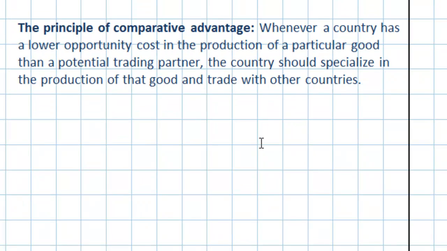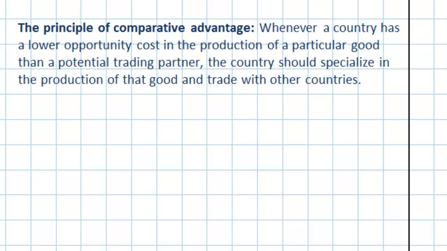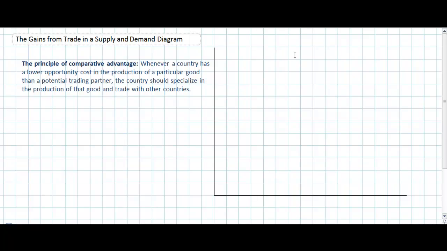Now that's just a long-winded way of saying that countries should specialize in the production of the goods that they can produce more cheaply than other countries. Now this is really the principle that guides trade between nations in almost every example we can identify in the global trading arena. Let's think, for example, about the market for consumer electronics in the United States.